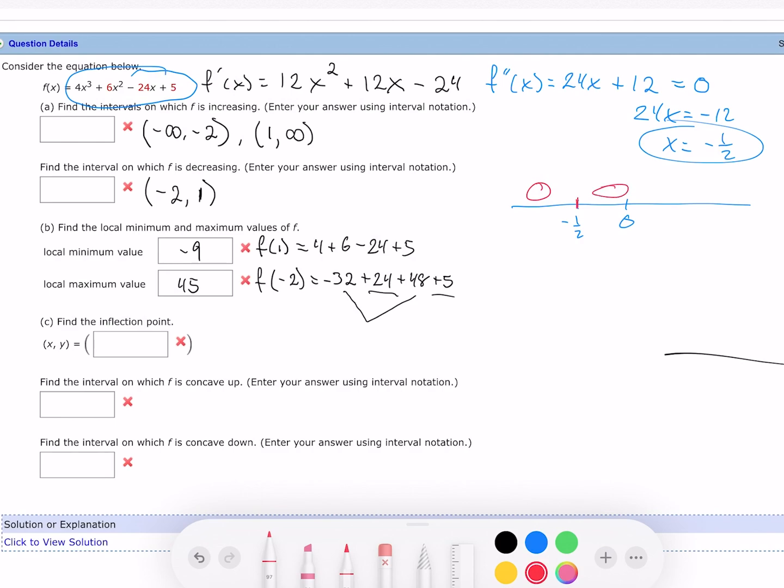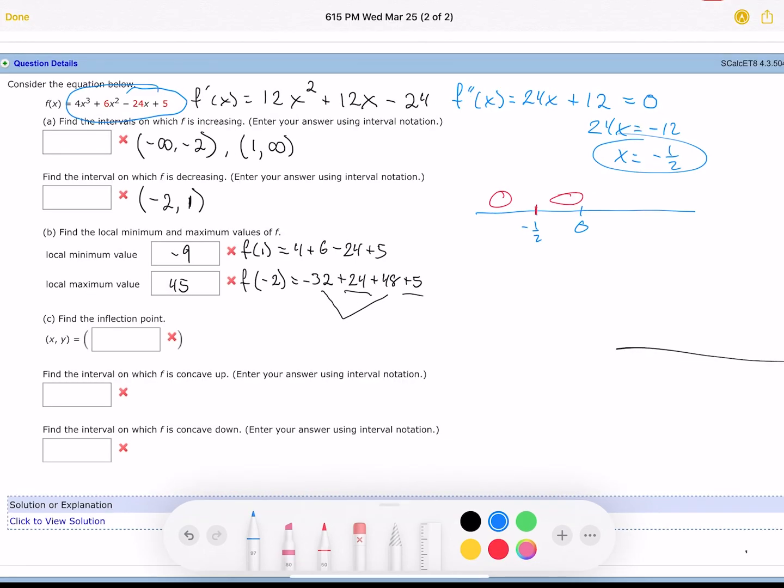So let's do a couple of quick calculations. To the left of negative 1/2 would be negative 1, so f double prime of negative 1 is equal to 24 times negative 1, which is negative 24, plus 12, equals a negative value, negative 12. I don't even care that it's negative 12. What I care is that it's less than 0, which means it's concave down.